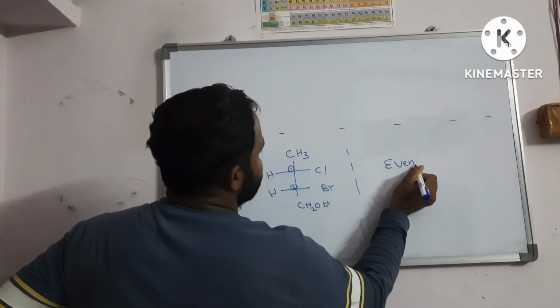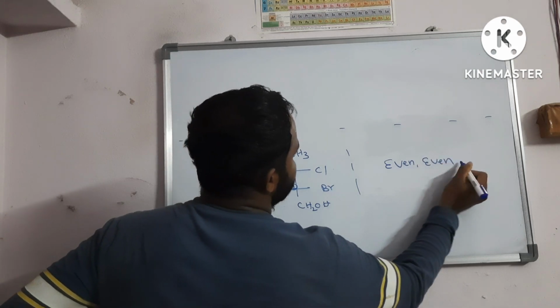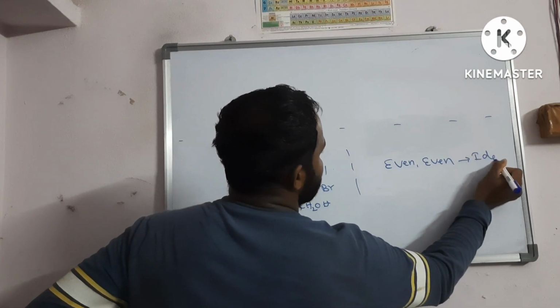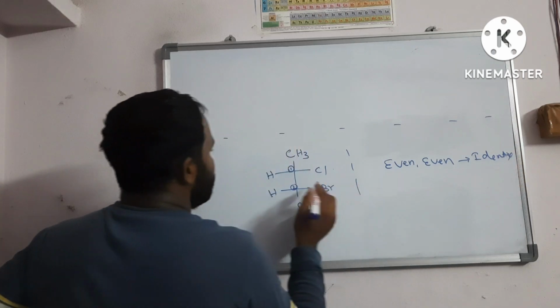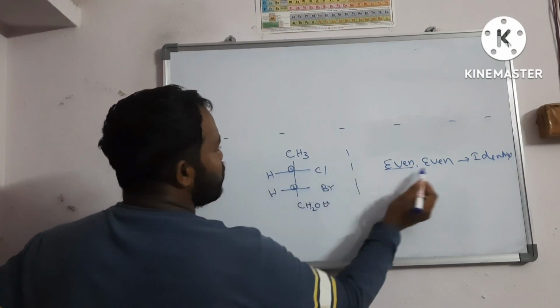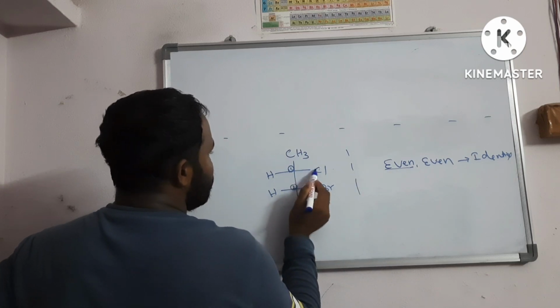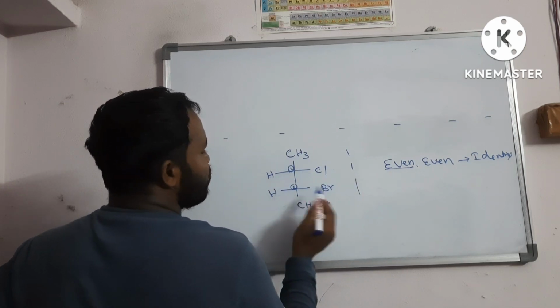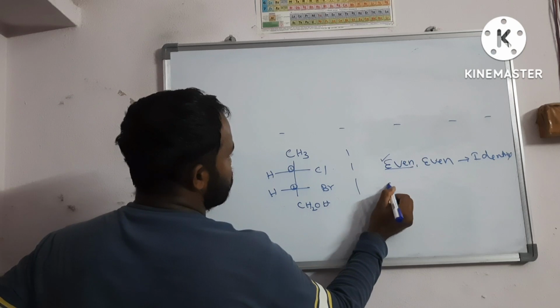If an even number of exchanges is present, then the structure is identical. Identical means, like the even numbers we already discussed, this one is one carbon and this one is the second carbon. If we change an even number of times, that is an identical structure.